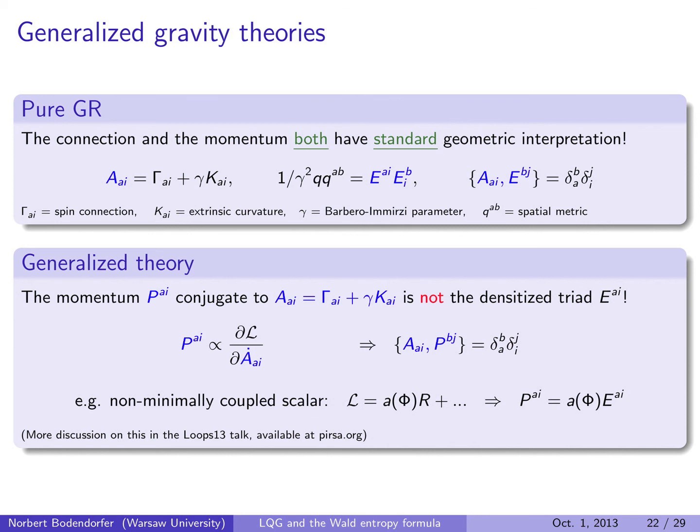The first example I want to give you here is to take as your Lagrangian just a non-minimally coupled scalar field. That is, it's the Ricci scalar times some function A of the scalar field phi. Then you find that this P is given by A of phi times E. So A of phi is not the densitized triad, but something more general. More discussion on this point is in my ILQGS 13 talk, which is available online. There I also discussed that there's actually a choice, or some ambiguity, in this choice of connection when you have scalar fields. But I won't say anything about that here due to time reasons. Okay, so let's go to the next slide, number 23.